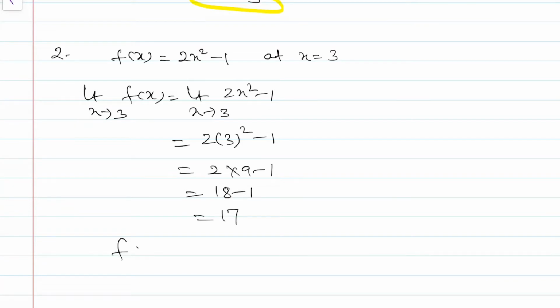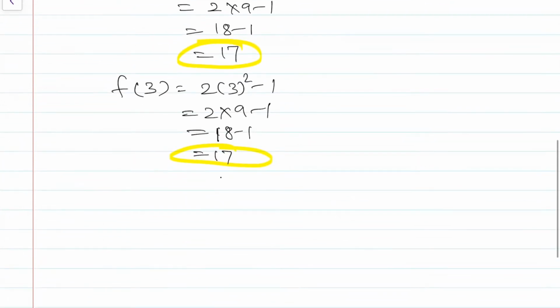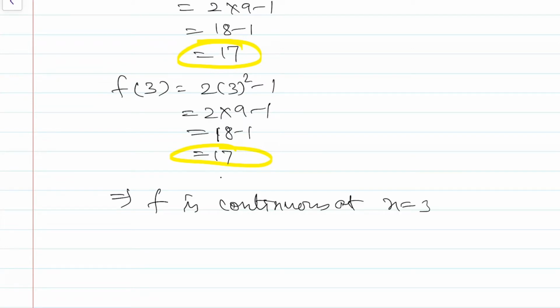And value of the function at this point, f(3), 2 into 3 square minus 1, 2 into 9 minus 1, 18 minus 1 is equal to 17. Both the value of the function and the limit at that point are equal, hence this implies f is continuous at x is equal to 3. Similarly, question number 3.